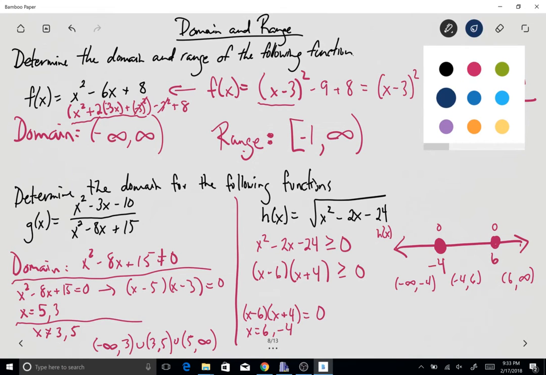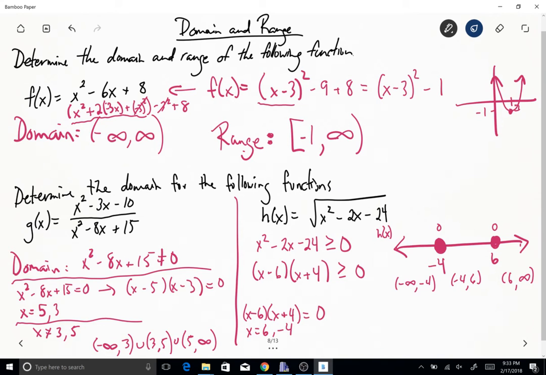Taking a look at negative infinity to negative 4, plug in a number. Let's plug in negative 5. You go negative 5 here, negative 5 here. Notice we get a negative overall in this part, and a negative overall in this part. If I multiply two negatives together, I get a positive. And so that makes this positive on that interval. Since it's positive, that is greater than or equal to 0 there. So we're shading this interval in. That's going to be a part of our domain.